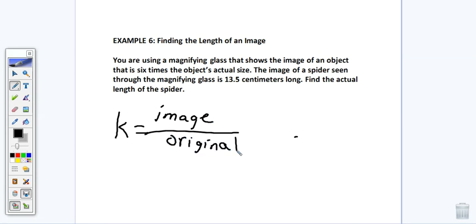Help me with this, kids. Do you know the scale factor? What is the scale factor? Yeah, we're blowing things up by 6 times. Okay, so the spider that we're looking at, are we seeing the actual original spider?